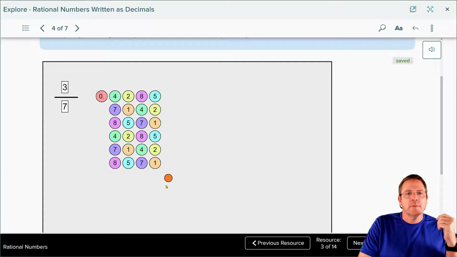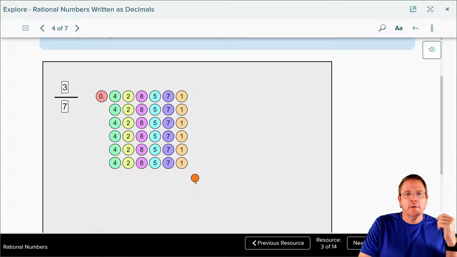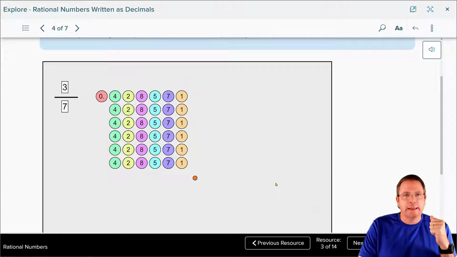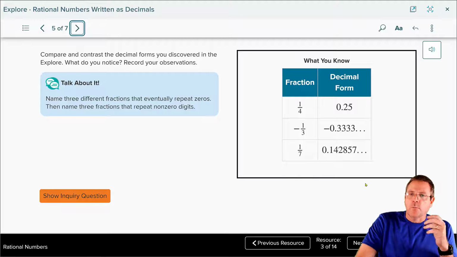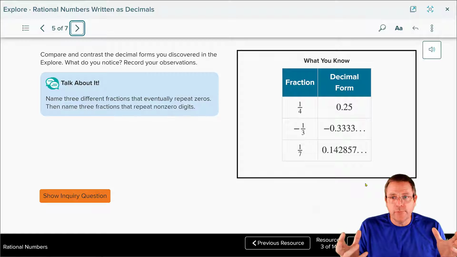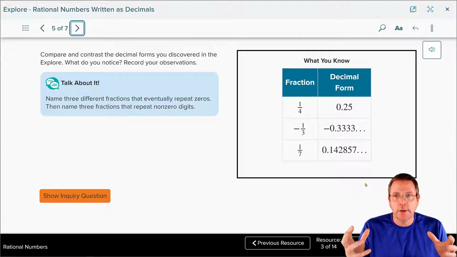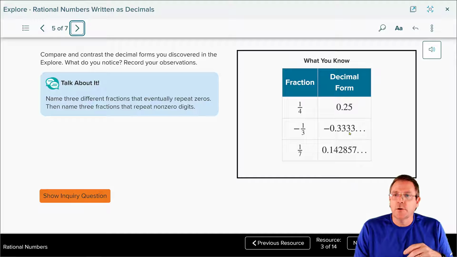And 3 over 7, can we find the repeating pattern right here? Oh, there it was. There's the repeating pattern. Every single time you get the same exact numbers. So what do we know? We've got 3 different types of fractions we're looking at here that all become rational numbers. If it terminates, 0.25, it's going to be a rational number. If it has a constant repeating number, 0.3 repeating, it's going to be a rational number.